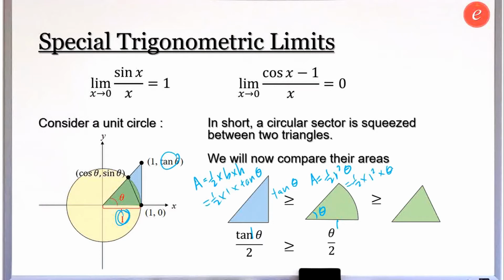For this triangle, we will use the formula area of triangle equals half times base times height again. The base is still 1, so it's a half times 1 times the height. What about the height? The y coordinate of this point is sin theta, so the height of this triangle will also be sin theta. When we multiply them together, we get sin theta over 2.